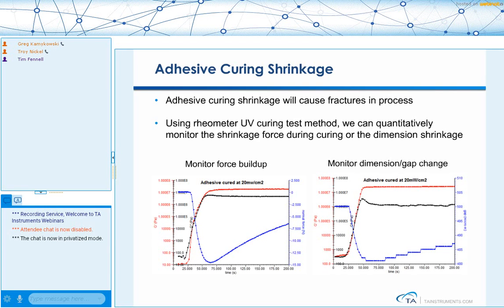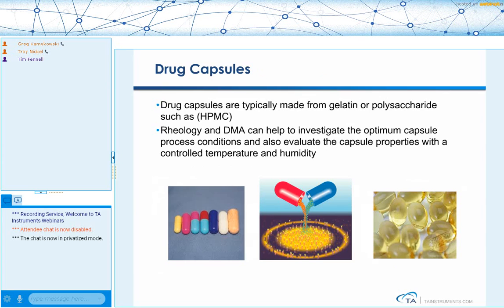Another issue with adhesives that are cured is that they will show some shrinkage upon curing. And that's an important property to be aware of. And we can measure this shrinkage in 2 ways. One is we can keep our gap the same when we do this curing and measure the force buildup, or else we could control the force at, say, 0 newtons and measure the change in the height of our gap. And this will give us an idea of how much shrinkage the material will undergo as it's being cured.